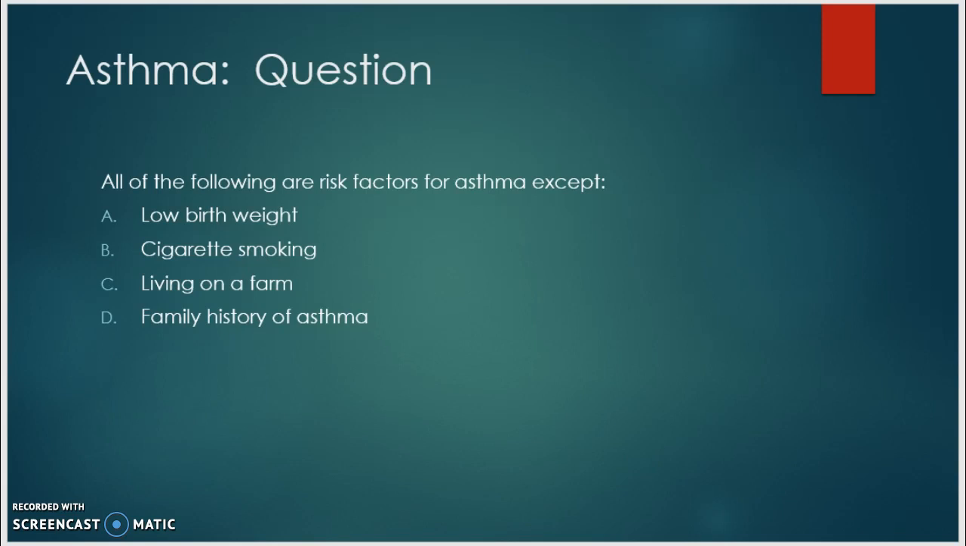Now, for asthma, here's a question. All of the following are risk factors for asthma, except. Looking at these, we know that cigarette smoking is probably a risk factor. Family history is absolutely a risk factor for asthma. Living on a farm, think about the potential allergens the patient may be exposed to. So yes, that is a risk factor. However, low birth weight is not a risk factor. Oftentimes when we see low birth weight, we may equate that with being premature. Now, a history of prematurity can be a risk factor for asthma. However, simply having a low birth weight does not necessarily pose a risk for the incidence of asthma.